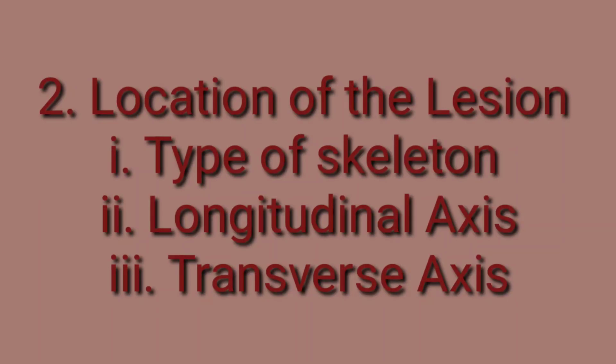Next comes the location of the lesion. Always look for the type of skeleton involved, whether it is axial or appendicular, or whether any particular bone is involved, like for example the tibia. Adamantinoma is very common there, and chondromyxoid fibroma is very common. Always look for these points.